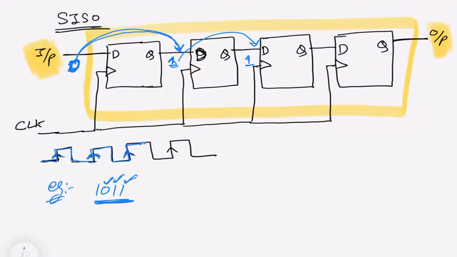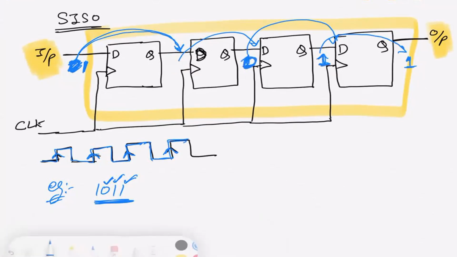So at this positive edge, this one will get shifted to this place, and this 0 will get shifted to this place, and here in place we will get 1. One more clock pulse, so that this one will get shifted to this location. This one will get shifted to this location. This will be 0, this will be 1.